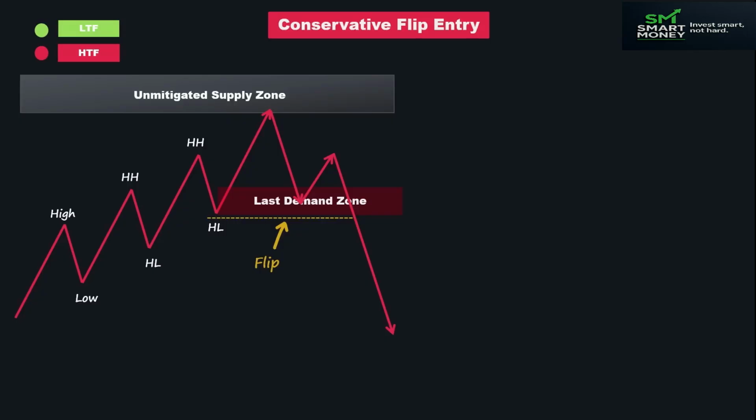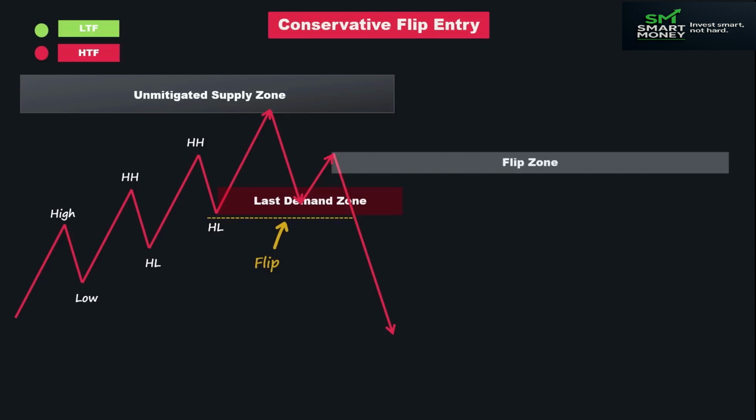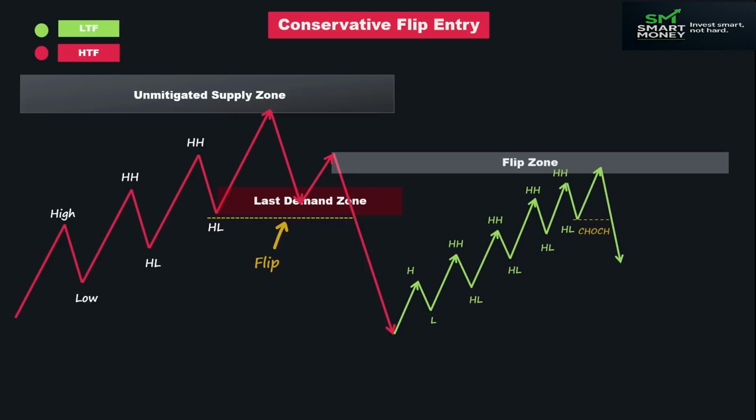To apply the conservative entry, we need to follow a few steps. First, we should identify and highlight the flip zone created by the wave that flipped the demand zone. Then, we need to zoom into a lower time frame and patiently wait for the price to return to the flip zone and demonstrate a major change of character.